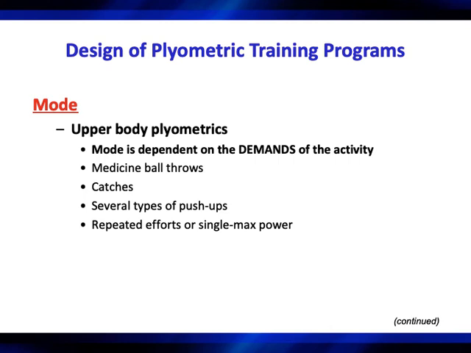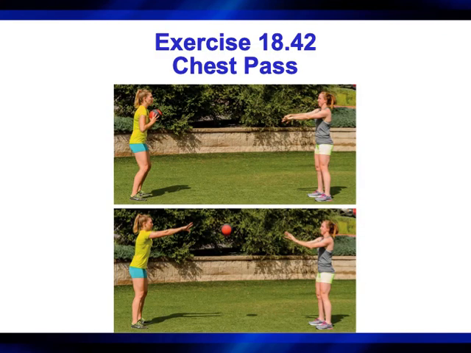Again, I provided some examples of different upper body plyometric modalities within your lecture slides that you can refer to. Make note that each of them starts with the pre-stretch. A classic example of an upper body plyometric drill is the typical chest pass with a medicine ball.